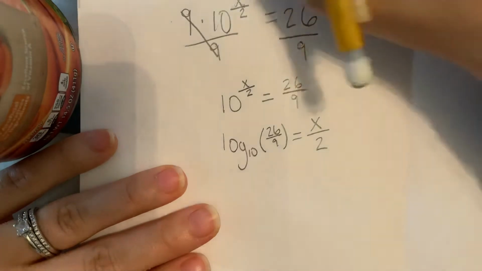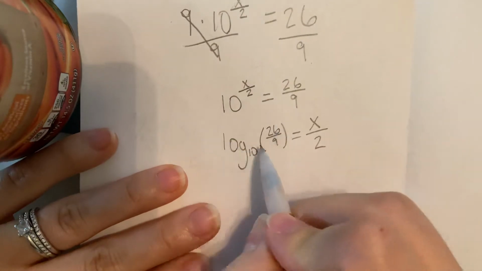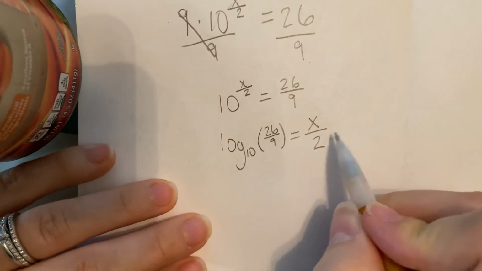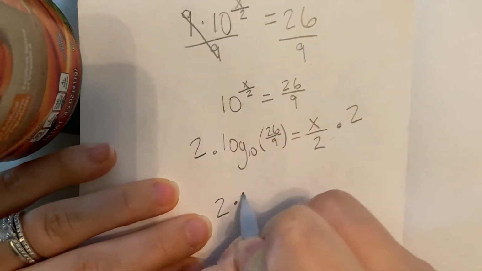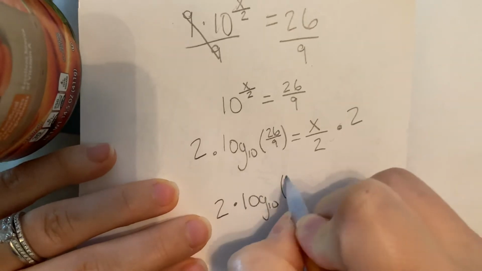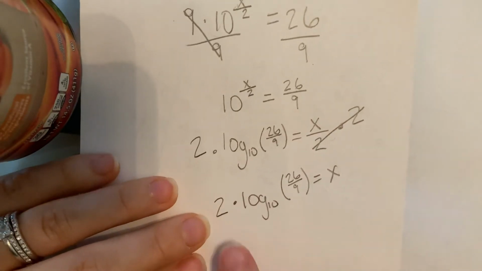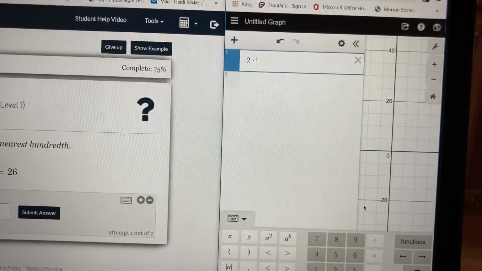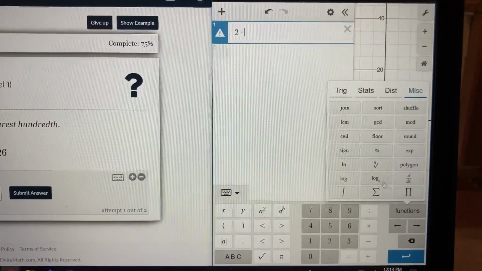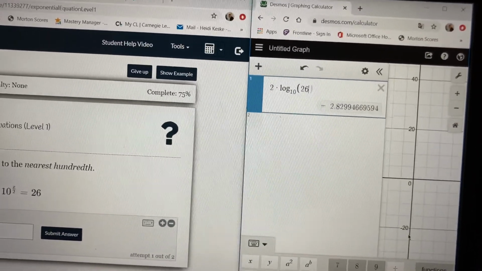So now you have 2 options here. You could type this in just this side as is and then multiply both sides by 2. But I'm going to go ahead and multiply by 2 to start with. So I have a 2 times log base 10 of 26 over 9. That way I only have to deal with the calculator once. Now I can type that whole thing in to the Desmos calculator. So I need 2 times, and then I'm going to grab the log function, base 10, and on the inside 26 divided by 9.